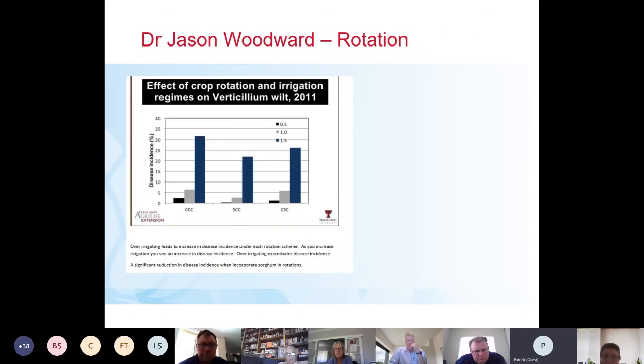Again, looking at rotation, the effect of irrigation on that, this is just amplifying that first slide. So you can see the reduction, and the impact of irrigation here is important. When you talk about disease management, people often ask, well, what can I do with my rotation crop? And my advice is don't just look at rotation, look at the effect of irrigation and your rotation on that.